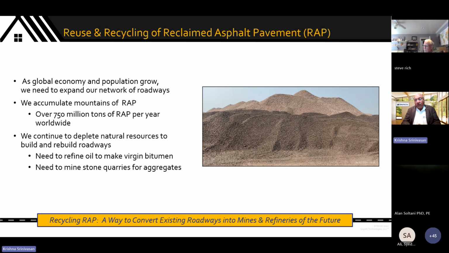And in order to build these roadways, we continue to deplete more and more resources. We need to refine crude oil to make virgin bitumen. We need to mine quarries for more and more aggregate. So is there a way out of this cycle? By the way, that same NAPA organization has also proclaimed that asphalt is the most widely recirculated, recycled material in the world. Beats steel, beats aluminum, beats glass, beats plastic by a wide margin. And part of that is due to the growing tendency towards using more and more RAP in mixes.